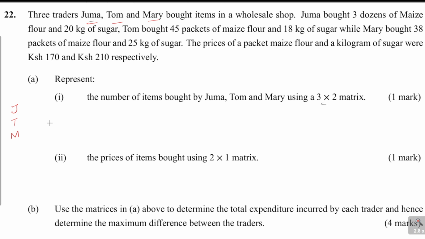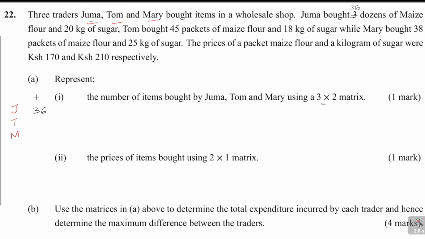So Juma bought 3 dozens of maize flour and 20 kg of sugar. I think something was omitted here. This is supposed to be 36, not 3. Sorry for this. So you can correct that in the question paper. It was meant to be 36, not 3. So 36 dozens of maize flour. So that is for Juma. So you're going to write 36.